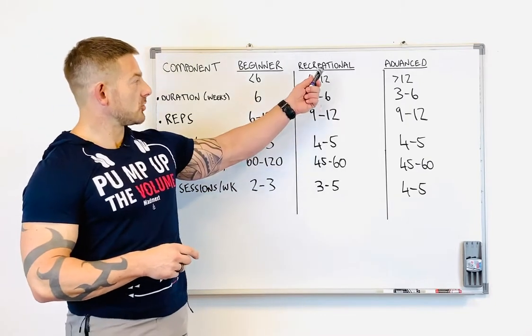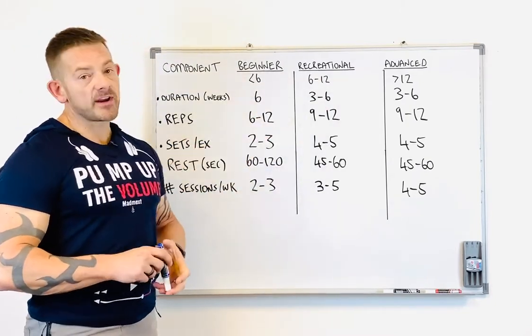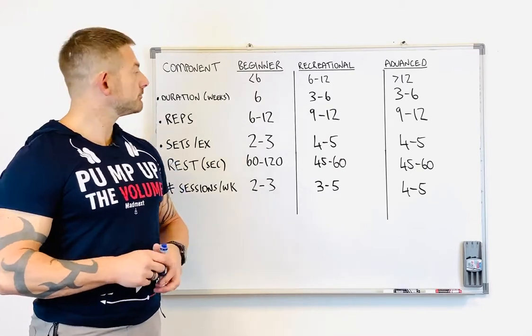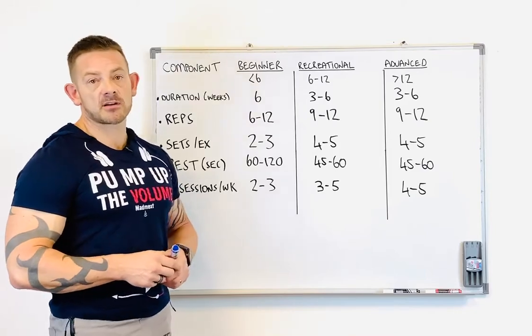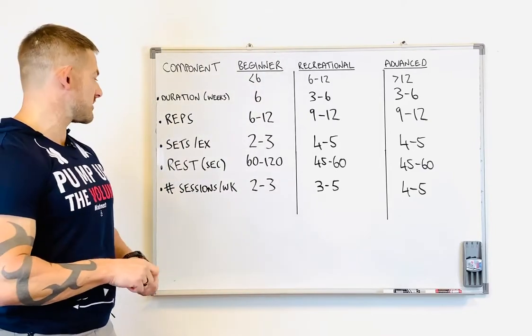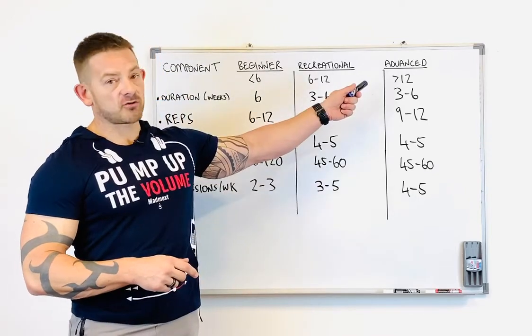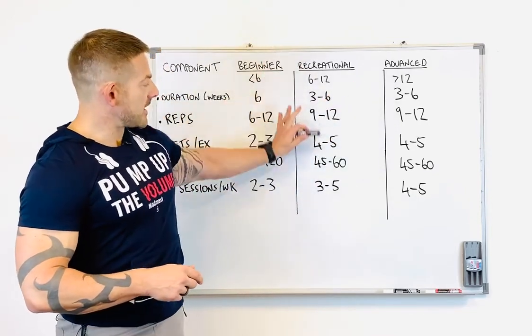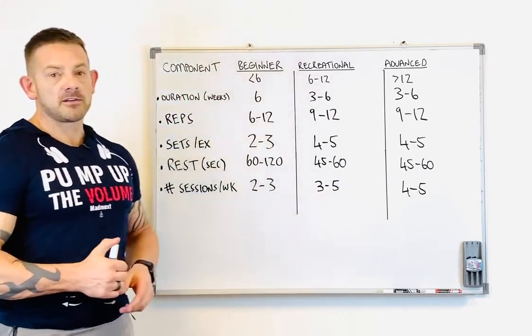Our recreational trainers, 3 to 6 weeks is the training phase. 9 to 12 reps per set, 4 to 5 sets per exercise, rest periods 45 to 60 seconds, and 3 to 5 sessions per week. And the advanced trainee, everything is the same as per recreational, however, 4 to 5 sessions per week.